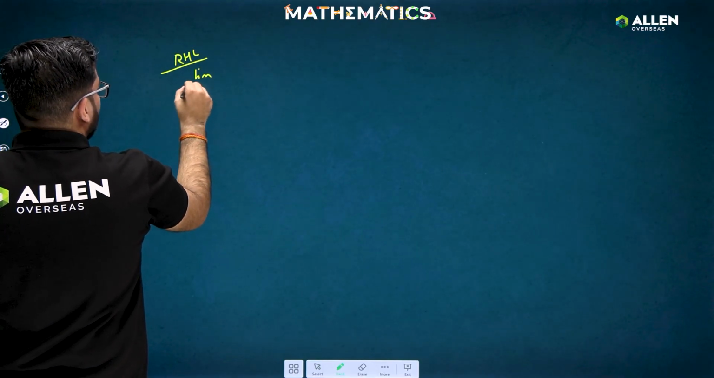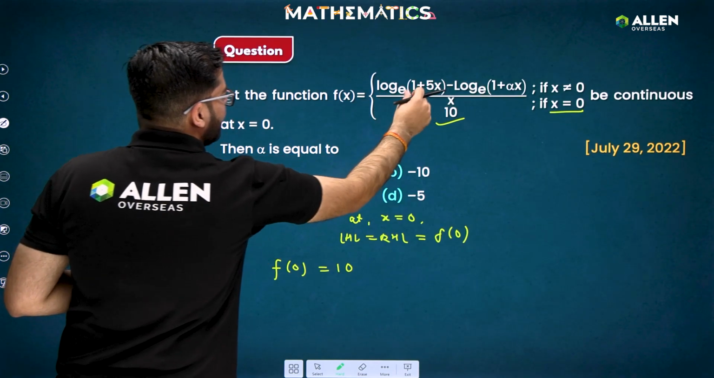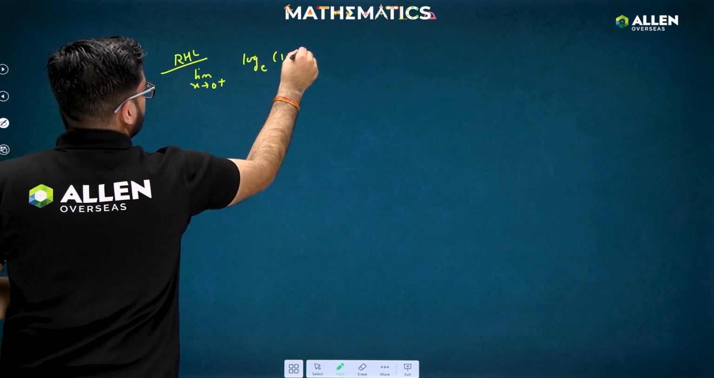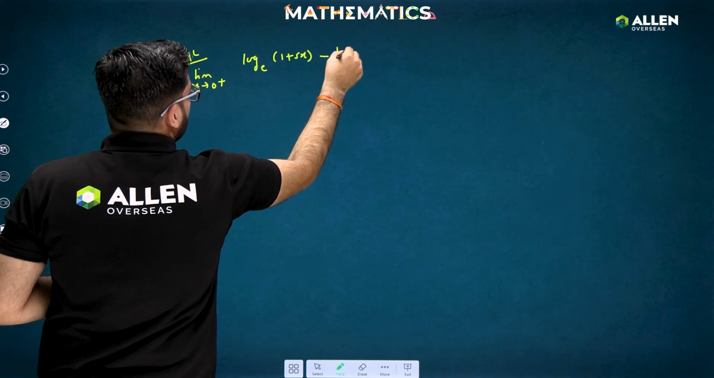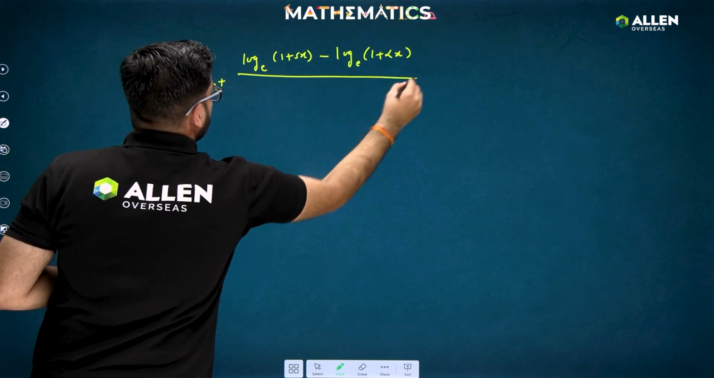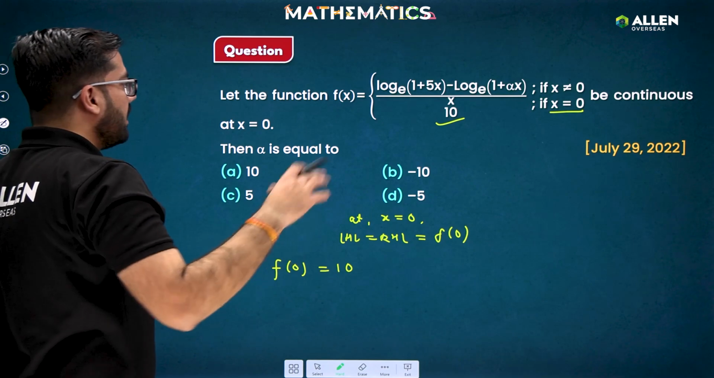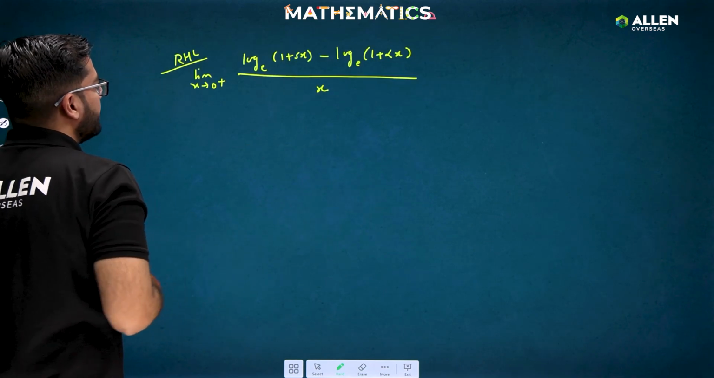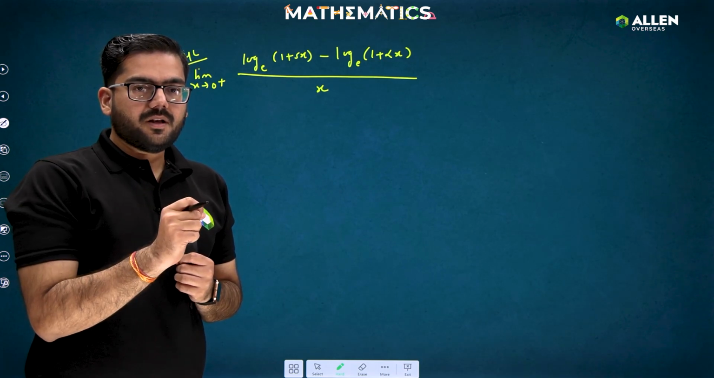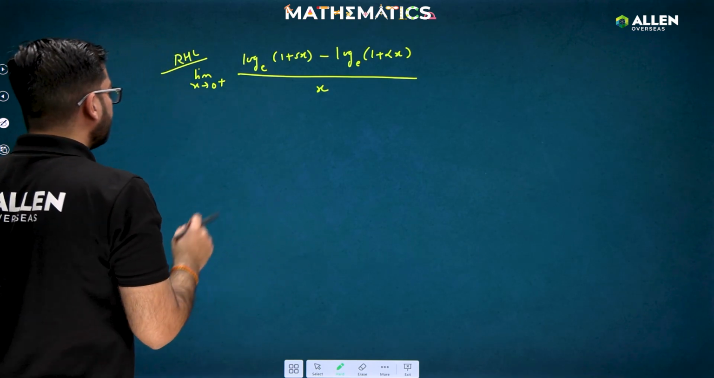Limit x tending to 0 plus, the right hand limit. I will definitely pick the function that is log(1 plus 5x) minus log(1 plus alpha x), and in the denominator I have x. Let's cross check: log(1 plus 5x), log(1 plus alpha x), and in the denominator we have x. Now let's proceed with our concept and follow it here.